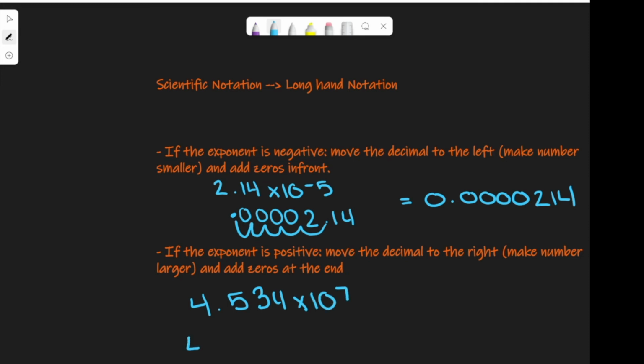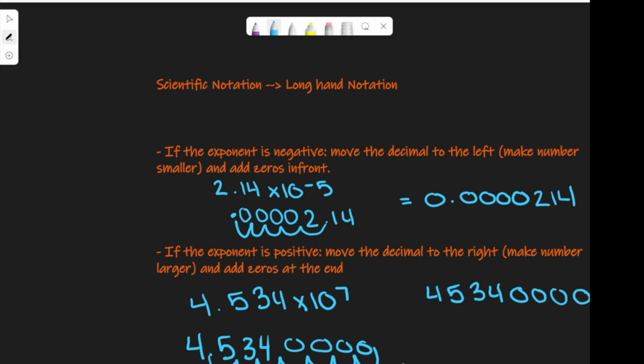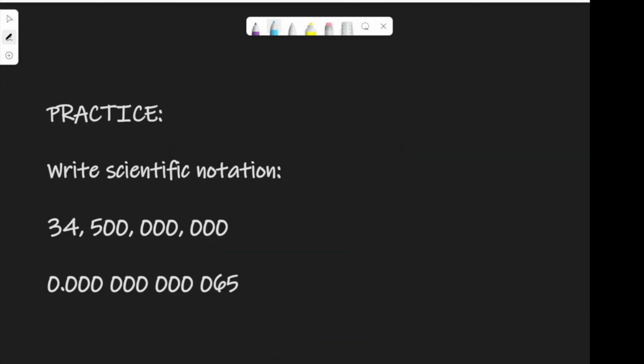Now I'm going to write down my base number, 4.534. And now, because it's to the 7th, I'm going to move my decimal 7 places over to the right. 1, 2, 3, 4, 5, 6, 7. All of these are going to be zeros. Let's go ahead and rewrite that number. Here's my number, 45,340,000. So we can see that we can write it back and forth. Let's go ahead and do some practice.